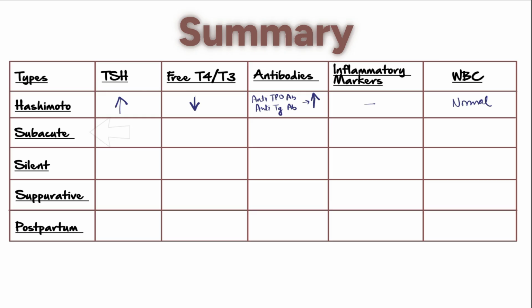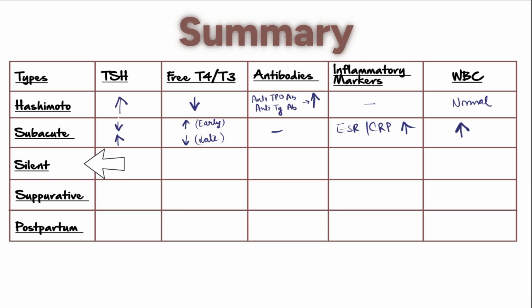Also, in case of subacute thyroiditis, in early phase there is decreased TSH and increased level of free T3 and T4, suggestive of thyrotoxic phase. And in later phase, the TSH is elevated and T3 and T4 levels are low, suggestive of hypothyroidism. The antibodies are usually negative. Inflammatory markers, that is ESR and CRP, are elevated and WBC is also increased.